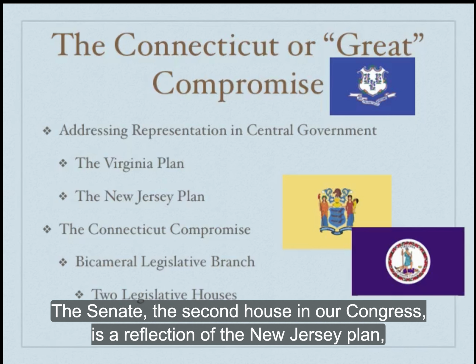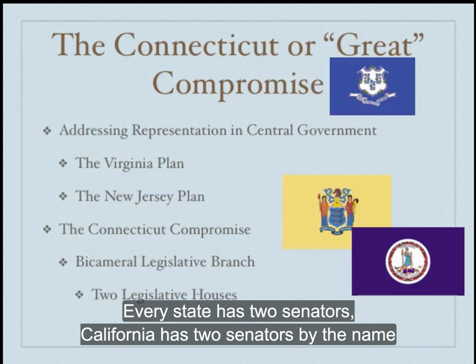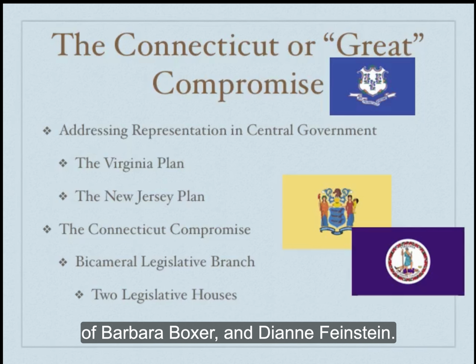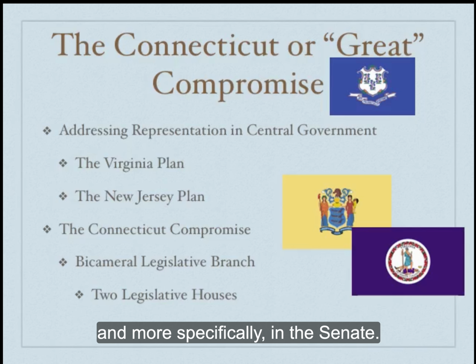The Senate, the second house in our Congress, is a reflection of the New Jersey plan, whereby seats are distributed equally to every state, regardless of their population. Every state has 2 senators. California has 2 senators by the name of Barbara Boxer and Dianne Feinstein. Both senators work to represent California at the federal level in our Congress and more specifically in the Senate.